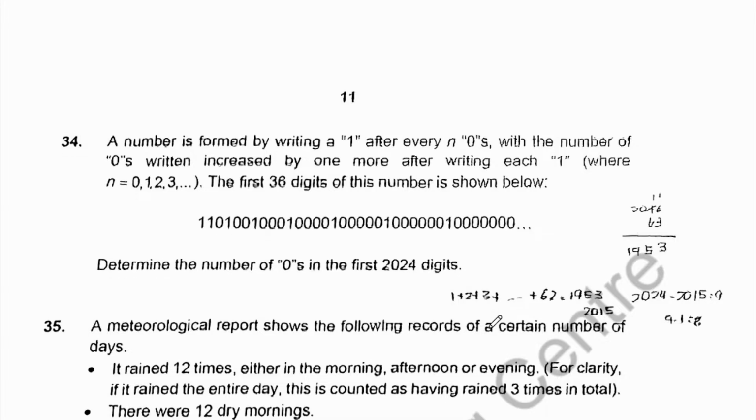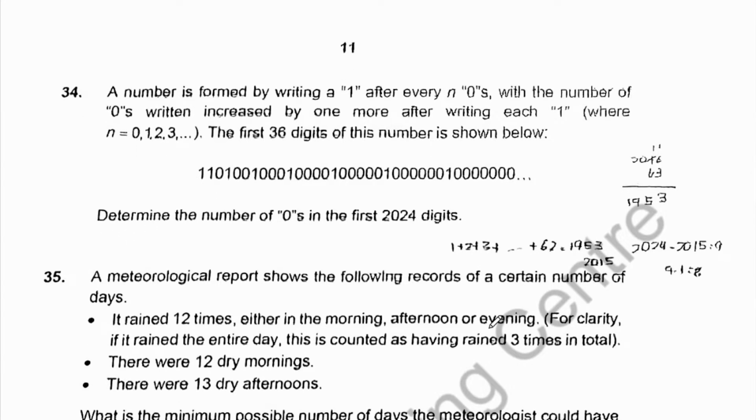Okay, for question 34, a number is formed by writing 1 after every n zeros. The first 36 digits, and so on. Okay, so we just group it into small groups. This is a group of size 1, group of size 2, group of size 3, 4, 5, and so on. So after n groups, we have written n times (n plus 1) over 2 numbers.